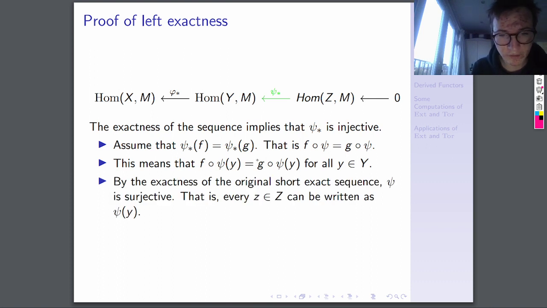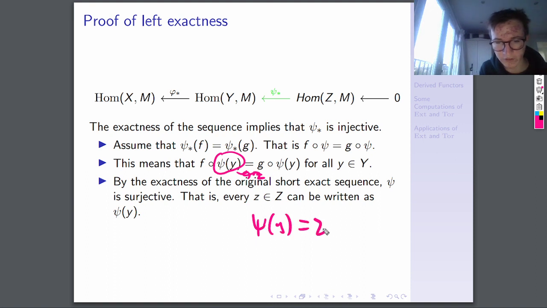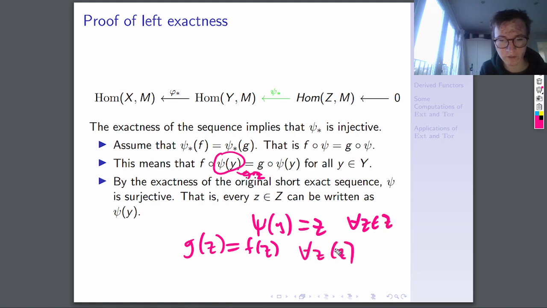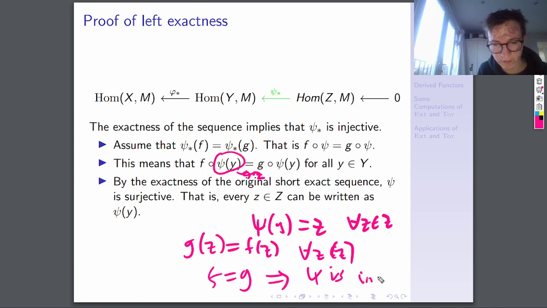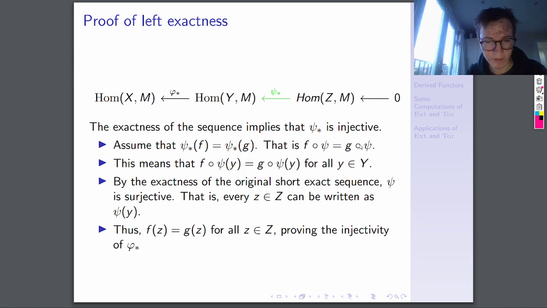But the exactness of the original short exact sequence implies that this psi here is surjective, and so psi of y here covers the entire Z. And so basically we can rewrite this psi of y as just z, and so then we get g of z equals f of z for all z in Z, which is the same thing as saying that f equals g, which is the same thing as saying that psi star is injective. Okay, and yeah, that's what I've written out there.